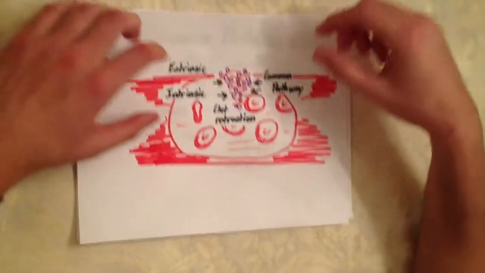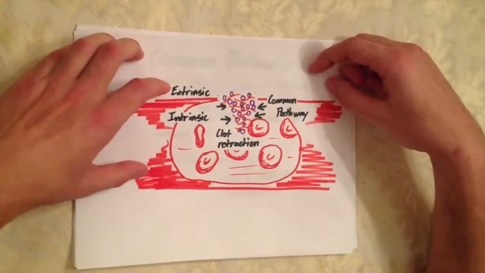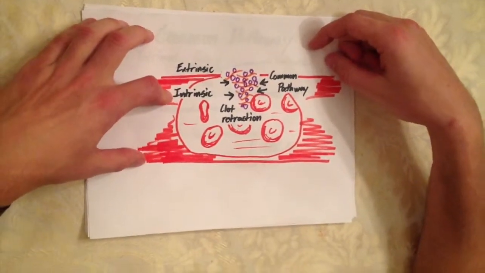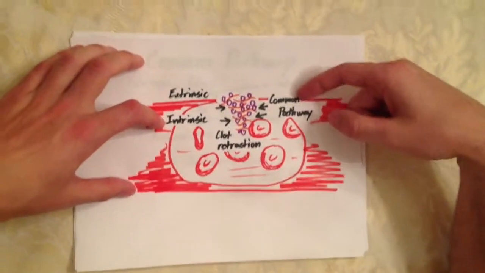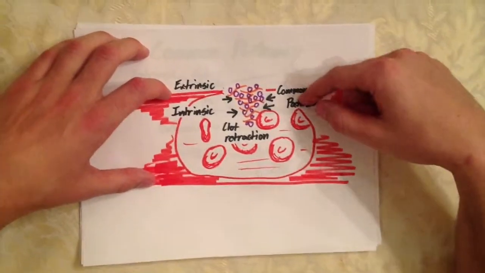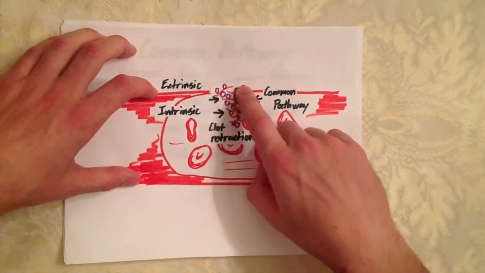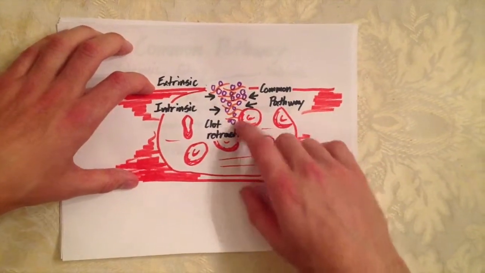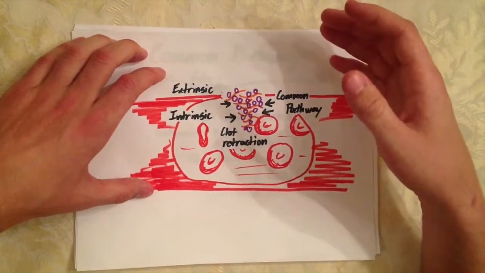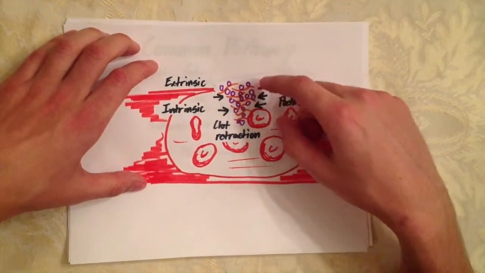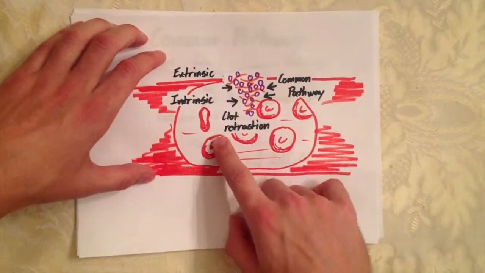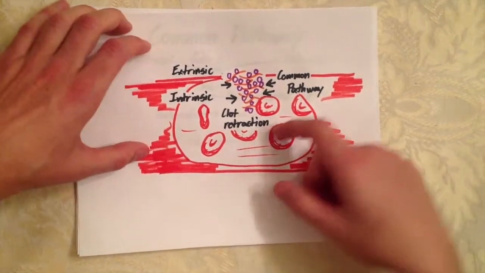So here's the final blood clot. Again, you have the extrinsic pathway and the intrinsic pathway combining to the common pathway. At the end of the common pathway, the blood clot is formed. Here you see the fibrin strands and the platelets. Once the platelets are settled with the fibrin strands, the platelets then contract, which is called a clot retraction.